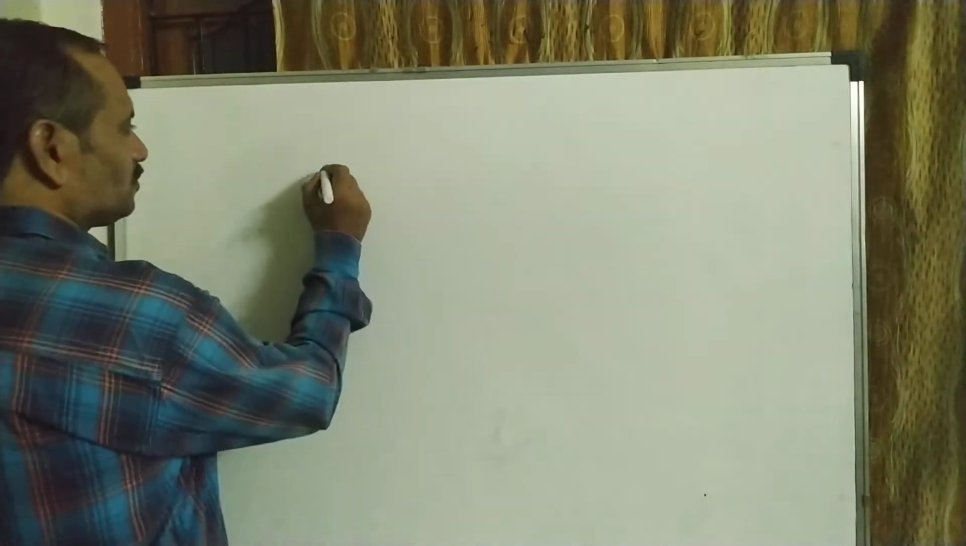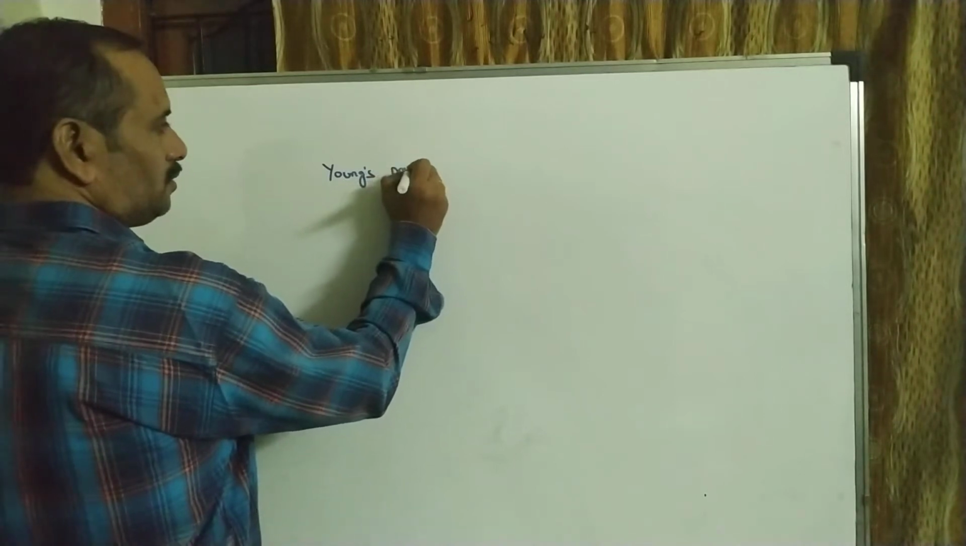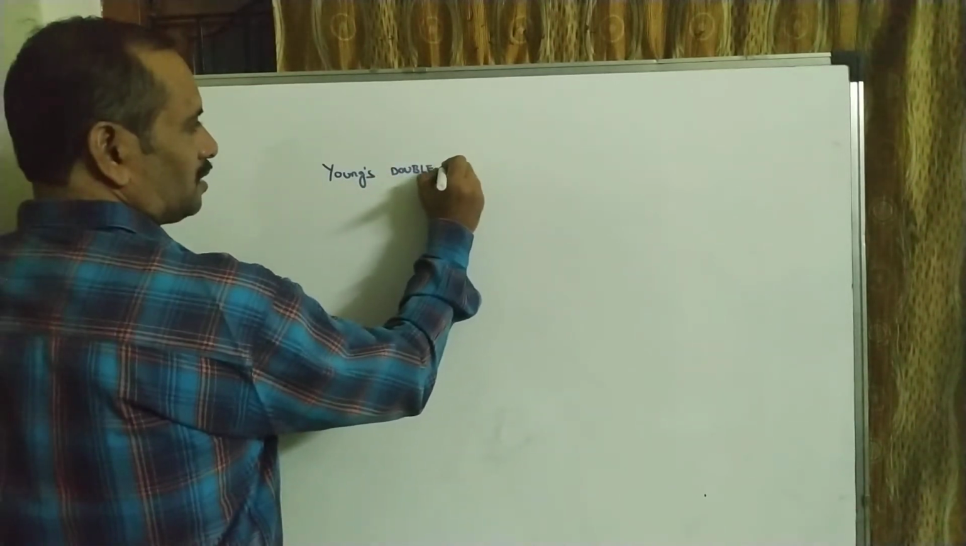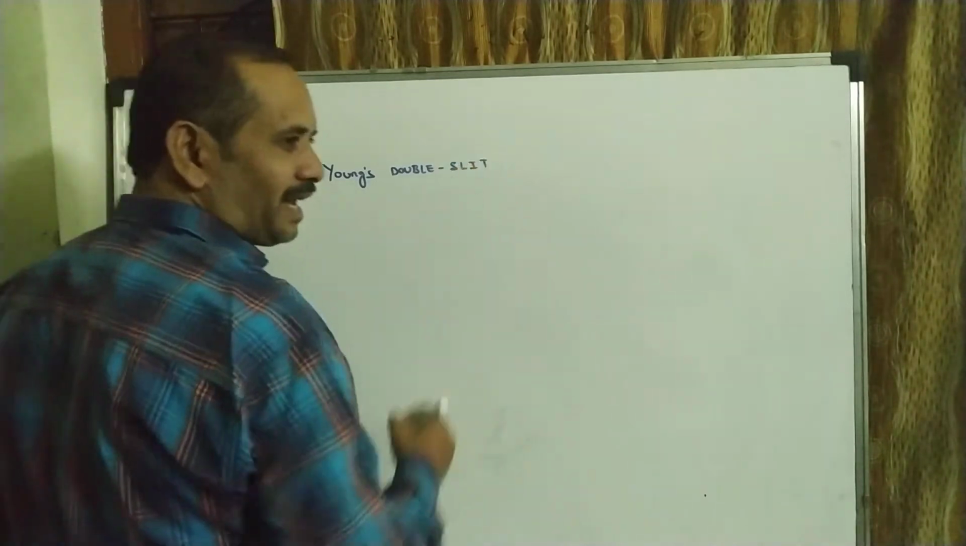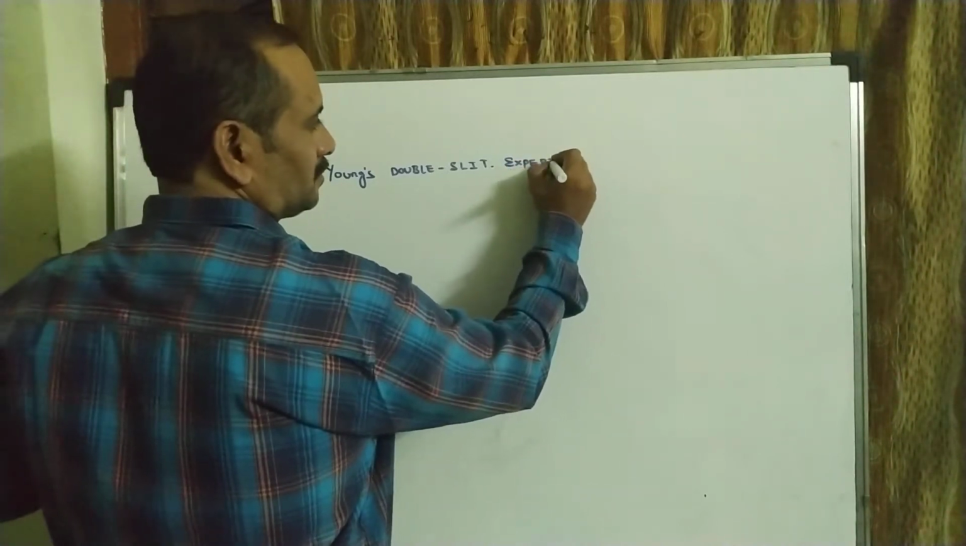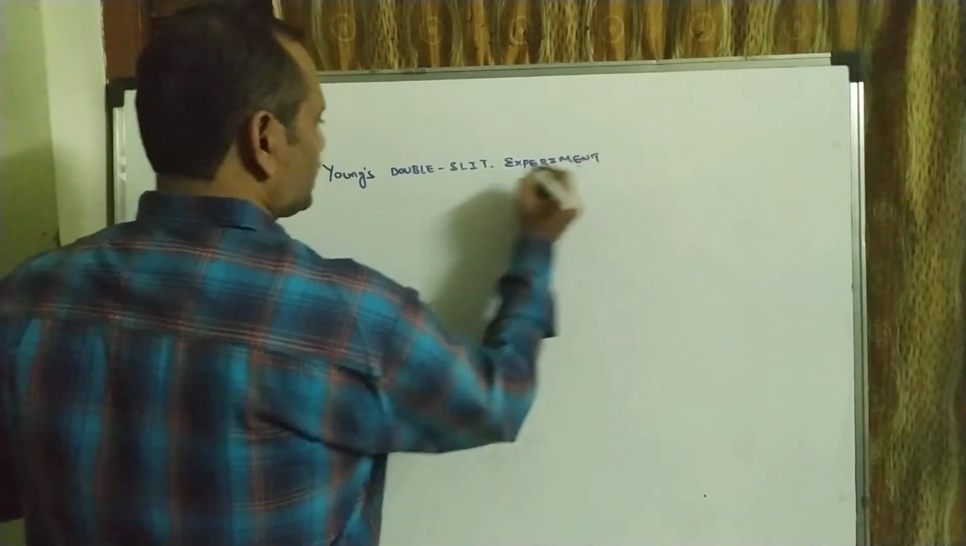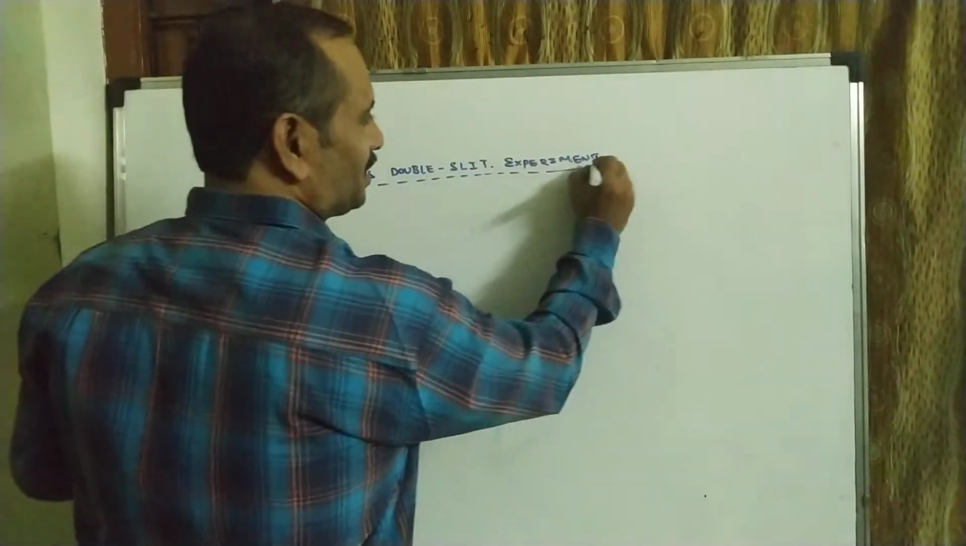So last class we discussed the interference part. Now I want to analyze Young's double slit experiment. Young's double slit experiment is the experiment.